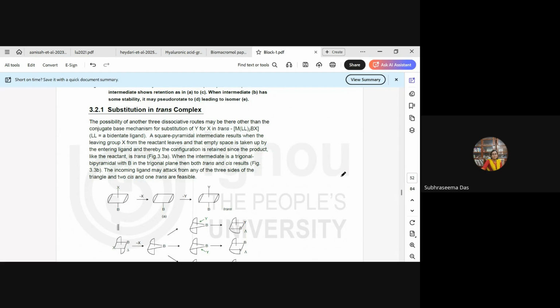A square pyramidal intermediate results when a leaving group X leaves the reactant. Once the leaving group X goes away from our starting material, there is the formation of an empty space. This empty space is filled by the new ligand that we want to substitute, and therefore the configuration is retained in such cases.